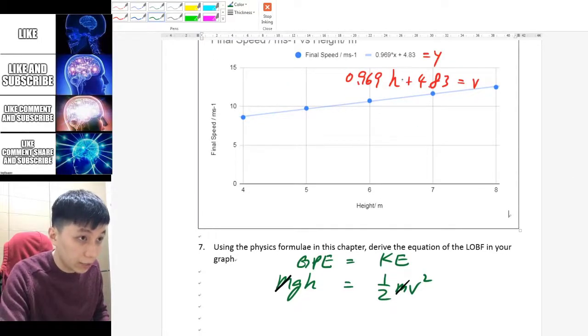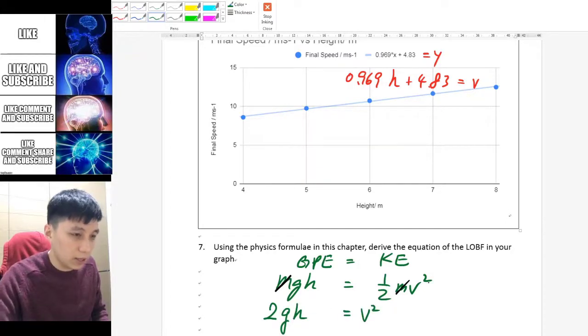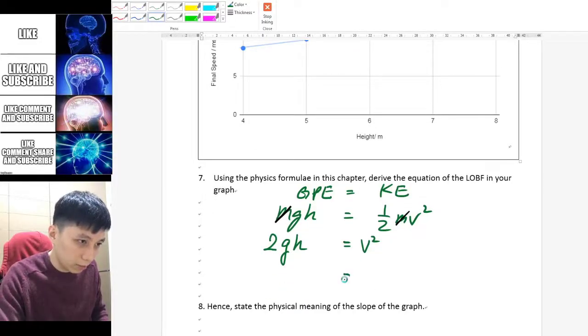So we try to get h to be here, and probably we will have the 2 moving to one side because you want to keep the v on here. So 2gh equals v squared, and so we have to square root it, obviously: v equals root 2gh.